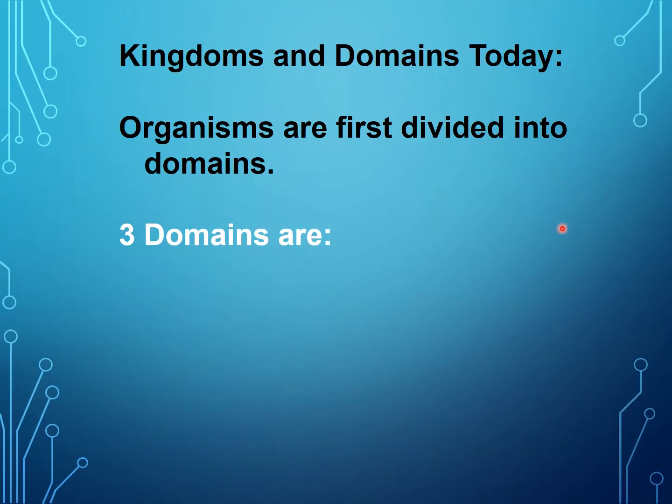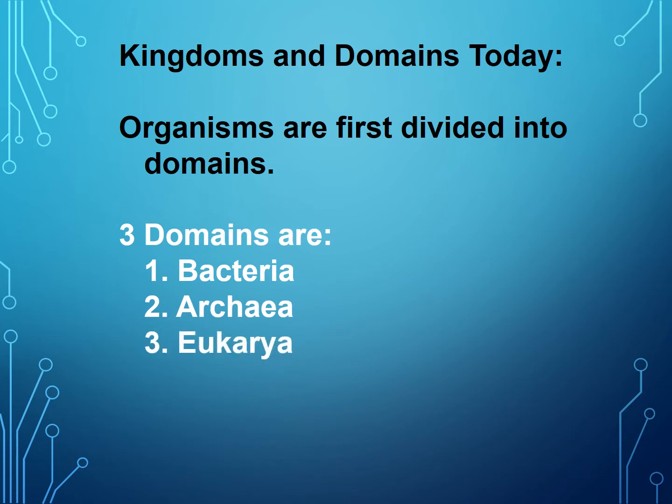So our 3 domains that we're going to put all of our kingdoms into are bacteria, archaea, and eukarya. Okay, so if we think about the word archaea, it kind of sounds like the word archaic, which means old. So the archaea are kind of the most ancient organisms on Earth. We think they're probably some of the first ones to evolve, and they're a special kind of bacteria. So they are prokaryotes.